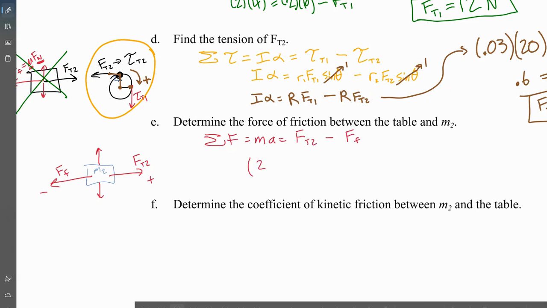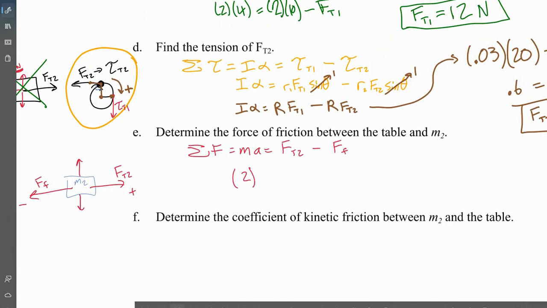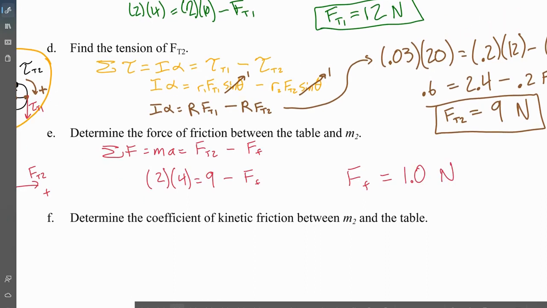Mass, we had masses were 2, I believe. Yes, masses were 2. Acceleration, we had that was 4, equals FT2, that's what we just solved for, 9 newtons, minus force of friction. Solve for force of friction in this. I believe you should get 1 newton. And there's your force of friction.